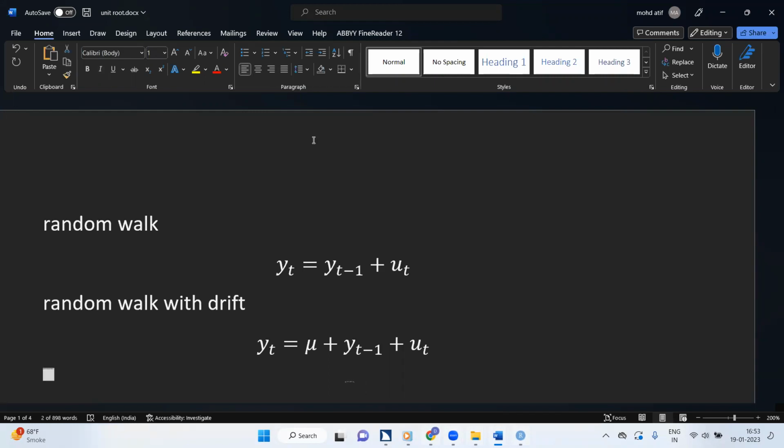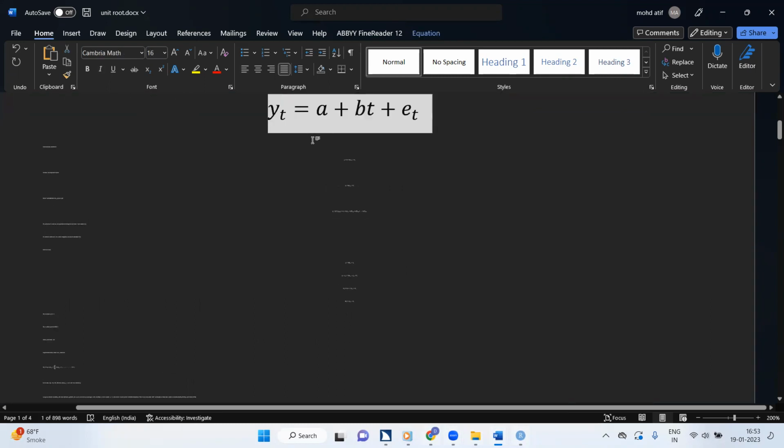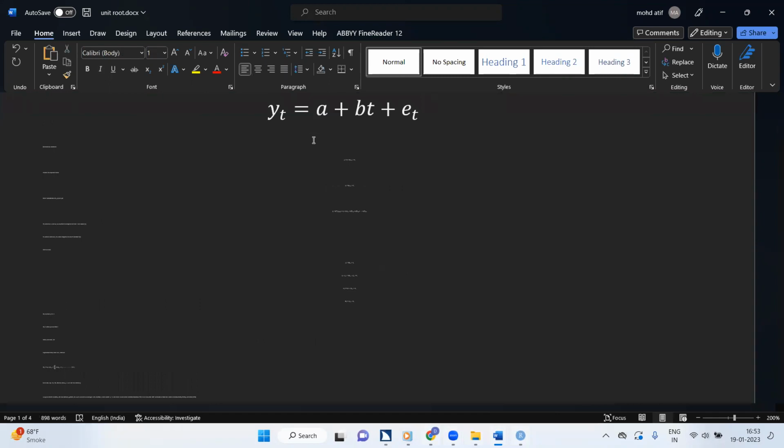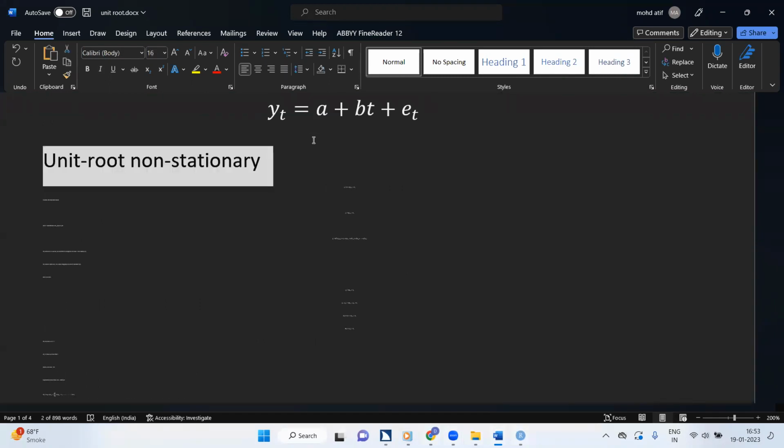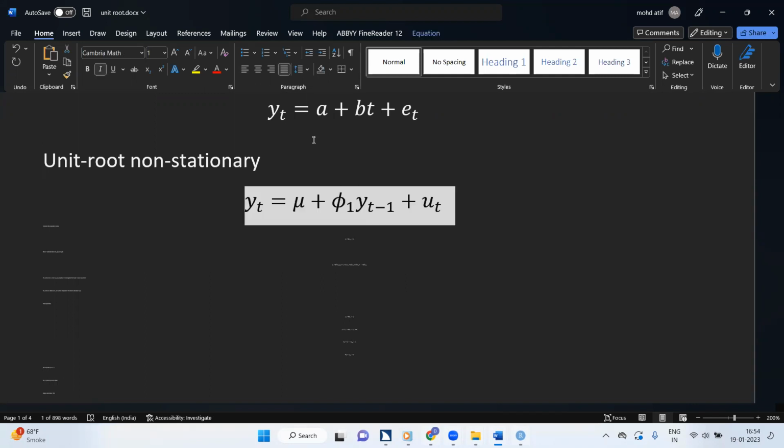Then this is called a model with a deterministic trend, where y is a function of time. Then this is the most important concept. We call it unit root non-stationarity. Let's quickly talk about the meaning of stationarity. I've talked about weakly stationary: mean constant, variance constant, and autocovariance structure also constant. So quickly look at this.